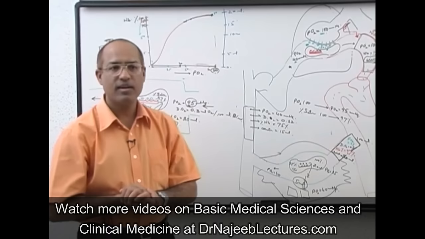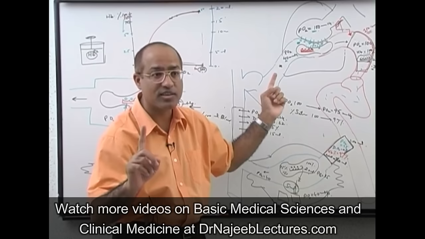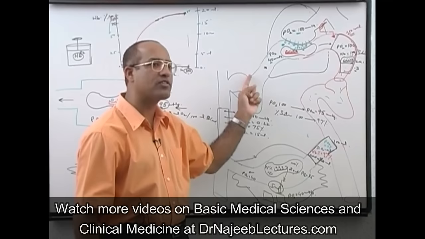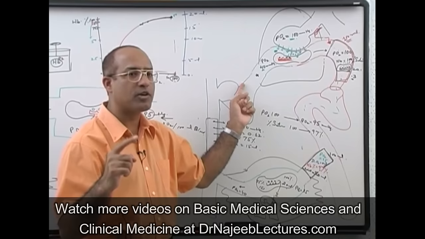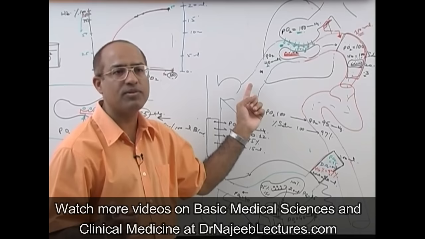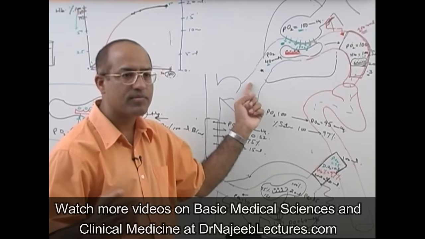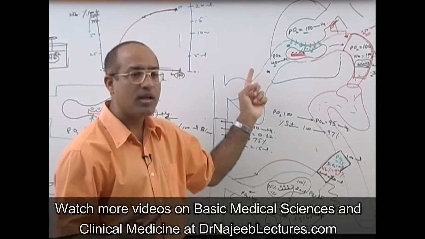When blood comes from the right heart to the lungs, this so-called deoxygenated blood is not fully deoxygenated. So mixed venous blood from the right heart coming to the pulmonary capillaries has a partial pressure of oxygen of 40 millimeter of mercury, with hemoglobin saturated up to 75%. If hemoglobin is 15 grams per 100 ml, then the content of oxygen totally is 15 ml, right? Pressure is 40, saturation is 75%, content is 15 ml.